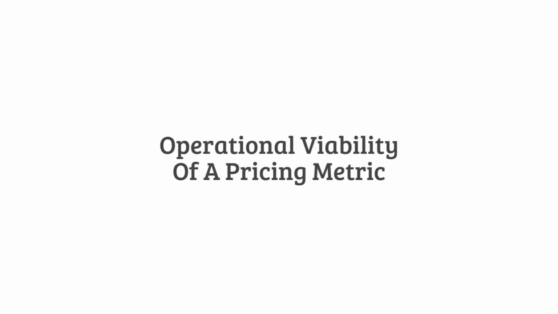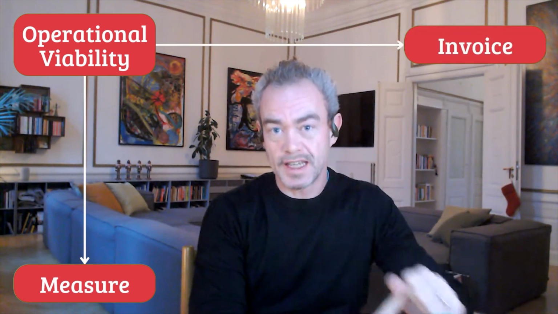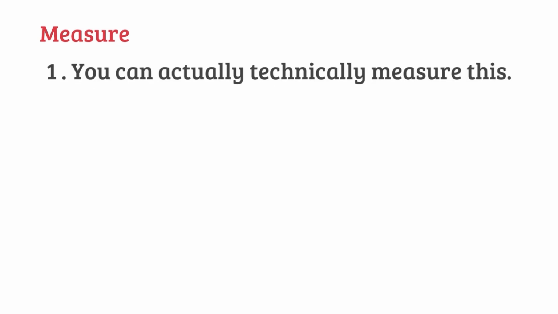Operational viability of a pricing metric simply means that you can execute on the pricing metric that you have in mind. So it breaks down into 2 components. 1, that you can actually measure it, and 2, that you can invoice it. So let's do the measurement first. That you can measure a pricing metric simply means that 1, you can actually technically measure this, that is not something fluffy. So that means that the metric is non-arbitrary, it's technically well-defined, and you have access to actually measure whatever it is that you're trying to measure.